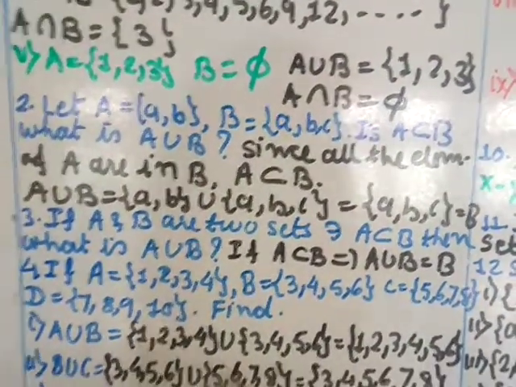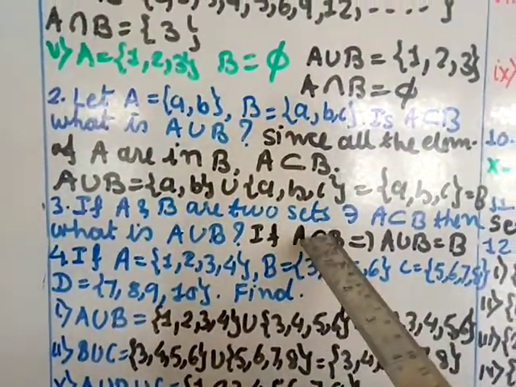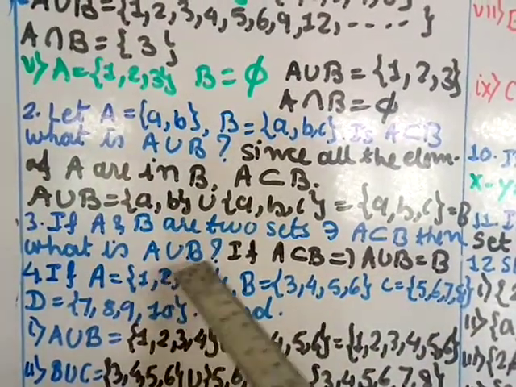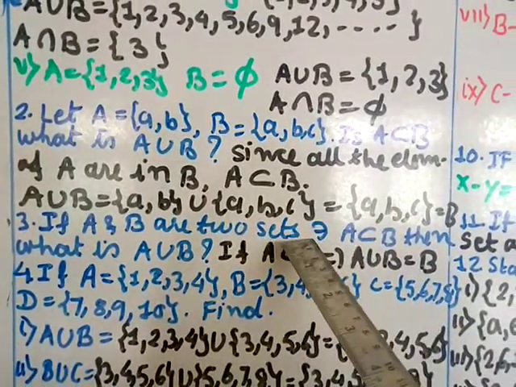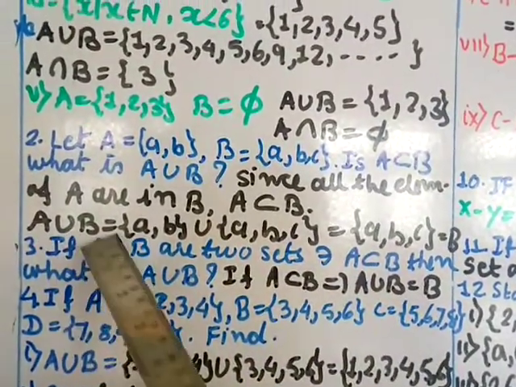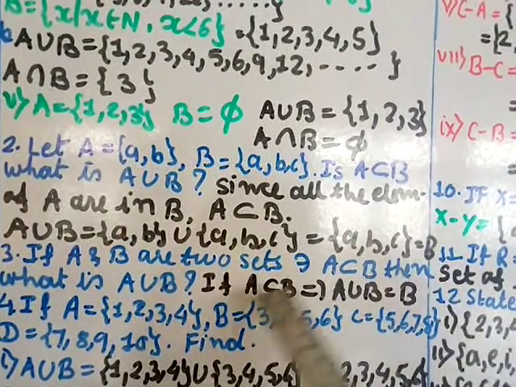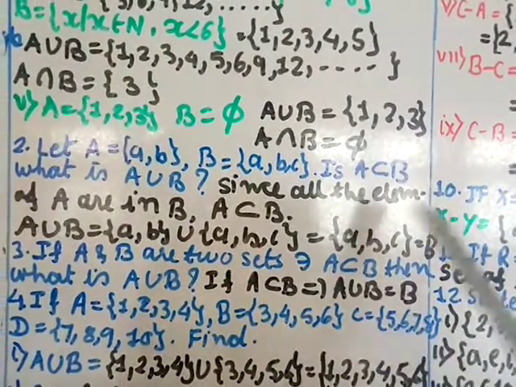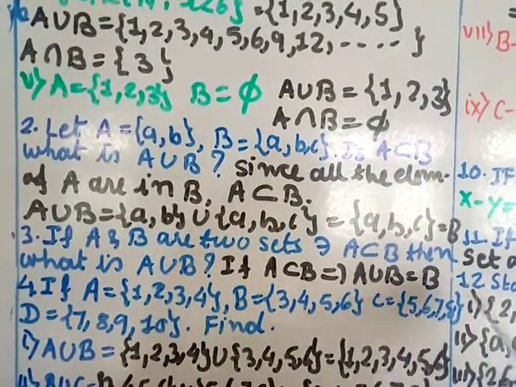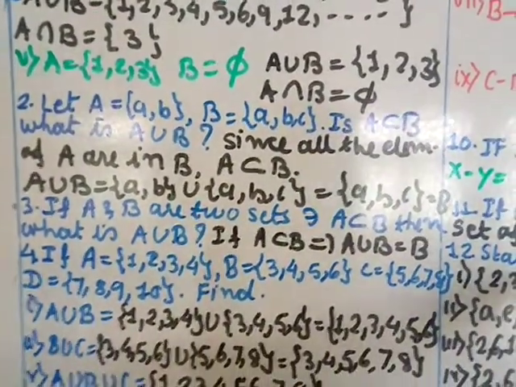Question number 3. If A and B are two sets such that A is a subset of B, then what is A union B? This is simple. Since A is a subset of B, we already saw that A union B equals B. So we can just say that if A is a subset of B, then A union B is B. The bigger set will be the answer for the union.